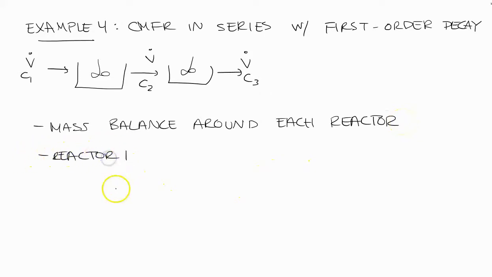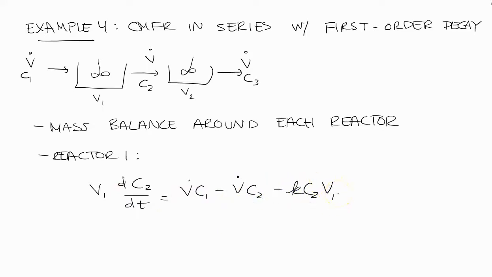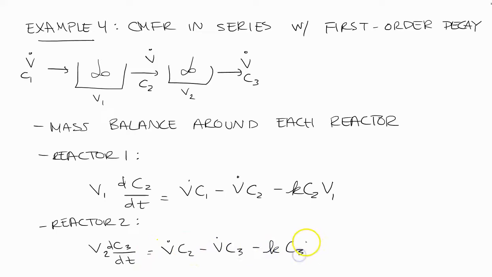For reactor 1, I'm going to be really careful. This is going to be V1, the volume of reactor 1, and the change in concentration in reactor 1, which happens to be C2, in minus out, and then we've got our first order decay term, so minus KC2 times the reactor volume. I can then do a very similar equation for reactor 2, where I solve for the change of reactor 2 concentration, which happens to be C3, the way I've designated it, and the equation looks quite similar.